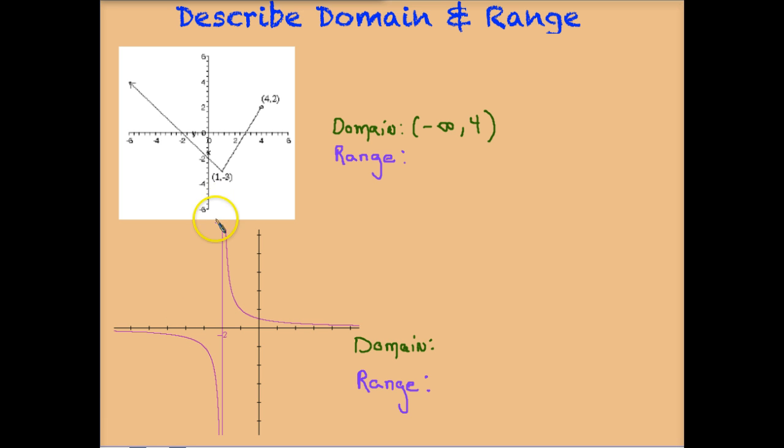Looking at the range, the lowest this function goes is down to -3. And it does actually hit -3, so we'll have a bracket here at -3. It goes up, but it goes up past 2 because our left side continues to go up forever. So that's going to go up to +infinity.